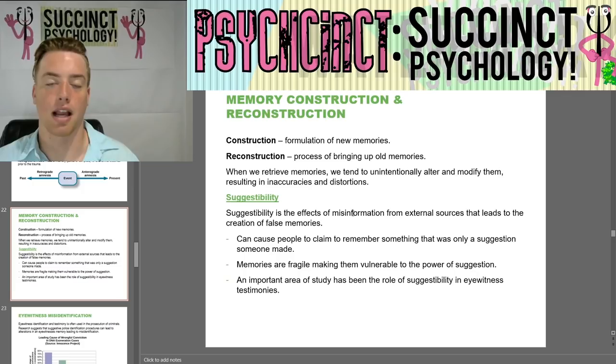So, suggestibility. Suggestibility is the effect of misinformation from external sources that leads to the creation of false memories. It can cause people to claim to remember something that was only a suggestion someone made. Memories are fragile, making them vulnerable to the power of suggestion. And an important area of study has been the role of suggestibility in eyewitness testimonies.